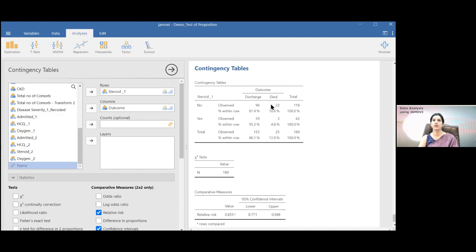So the risk of death in case of person who is not taking steroid will be 22 divided by 118. And the risk of death in people who are taking steroid will be 3 by 62. So if you calculate this, it will come. And again, you have to see, in this case, it gives you with the higher category, this relative risk. So you can calculate this, and this is a homework for all of you. So this 81.4 will be in the numerator and 95.2 will be in the denominator. And so this gives you the relative risk of discharge in people who were taking steroid.